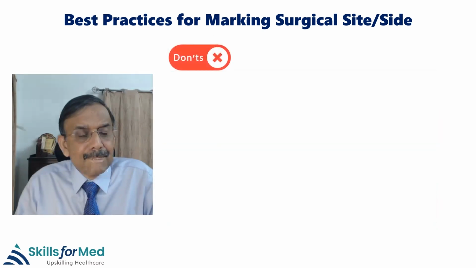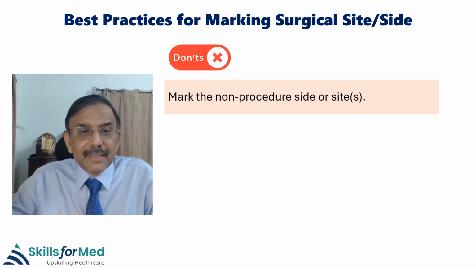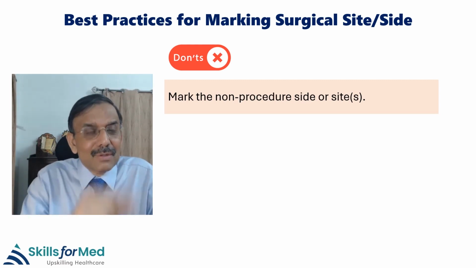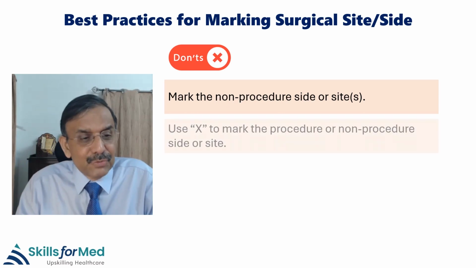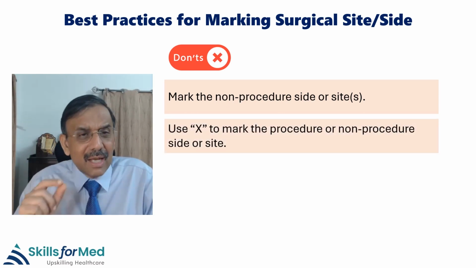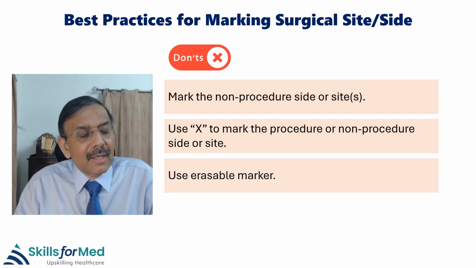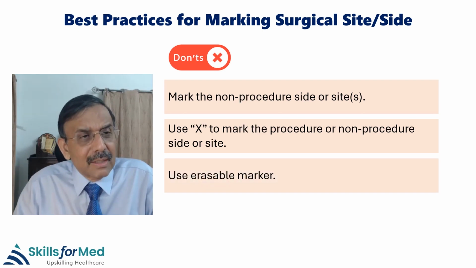Now what you should not do. Don't mark the non-procedure site. You don't put a tick for the site and then put a cross on the non-procedure site. That will lead to confusion. And never use X to mark the site. Always use an arrow to mark it. This should be a uniform policy, because people can confuse an X. And never use a whiteboard marker or an erasable marker.